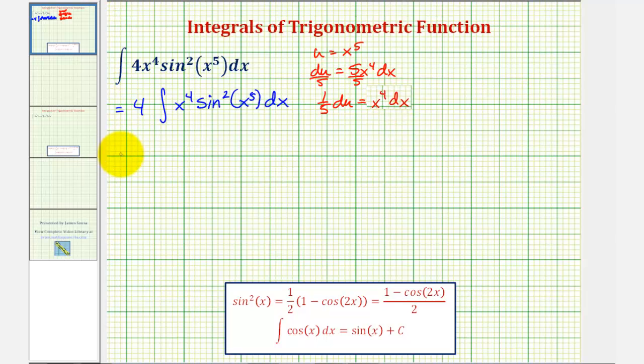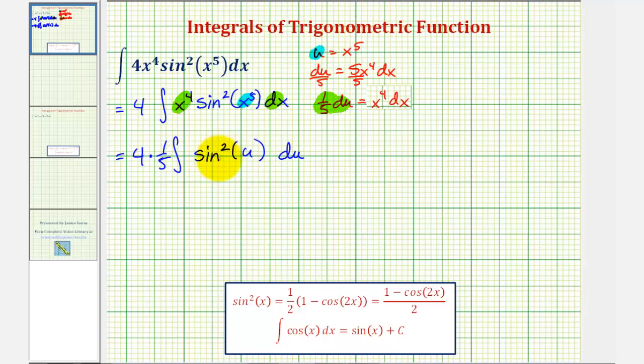So writing in terms of u, we'd have 4 times the integral of, well, x to the 4th dx equals 1/5 du. So let's factor out the 1/5. And then we have differential u. And then x to the 5th is equal to u. So we have the integral of sine squared u. So we've made some progress, but we don't have an integration formula for sine squared u.